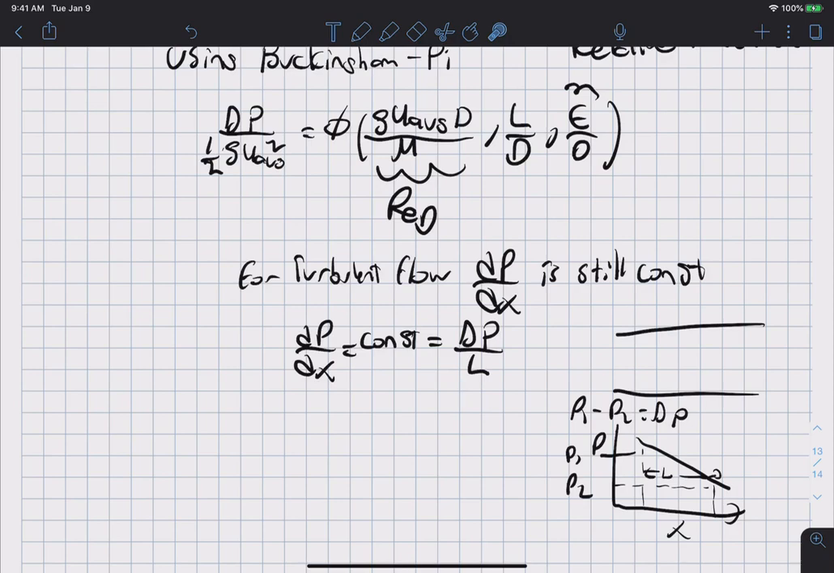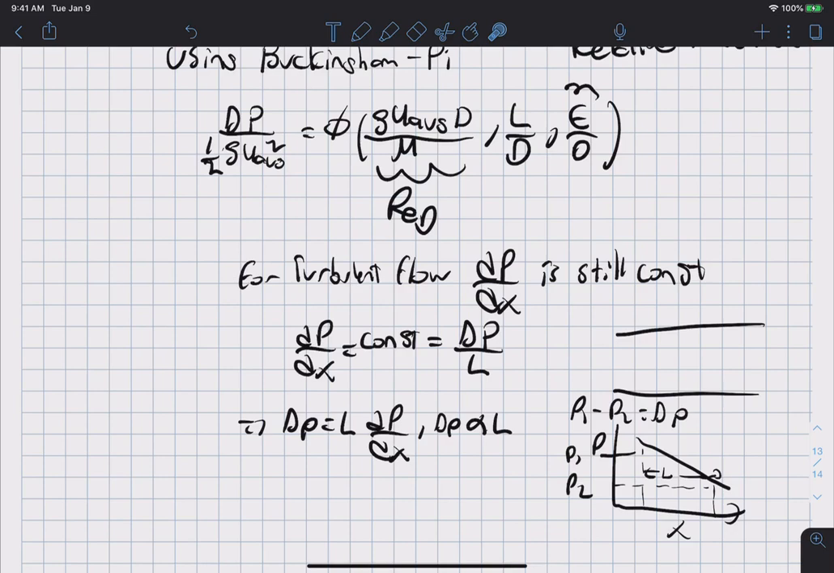Okay, and so that's just equal to the slope, and so dP/dx is equal to delta P over L. And so this implies that delta P is just equal to L times dP/dx. So this means that delta P is proportional to L.